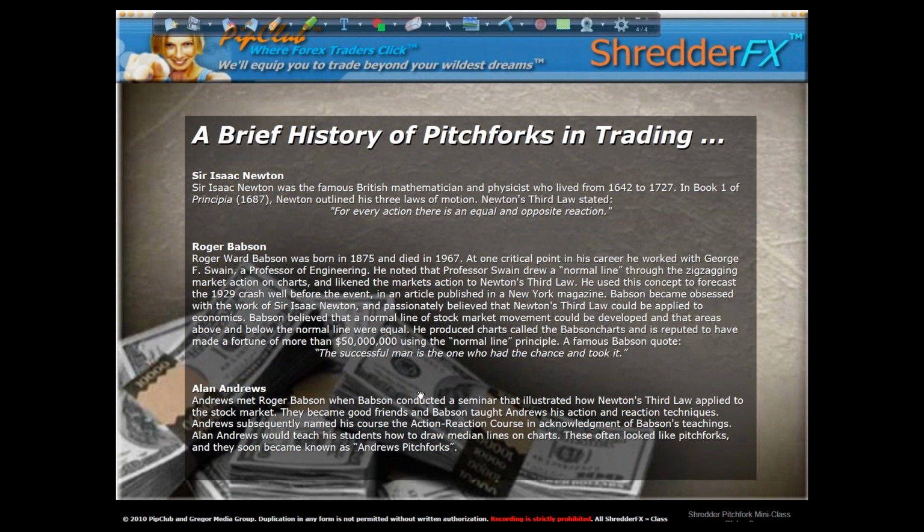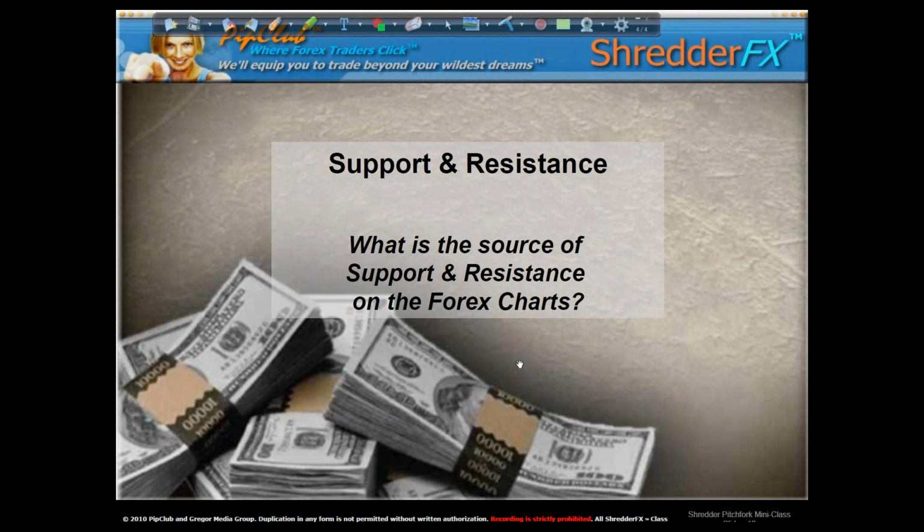Not going to go into the history, just know it comes from Newton's action-reaction. Babson made a lot of money off of it, $50 million way back when. Can't imagine what it would have been worth in today's amount. Alan Andrews comes along and invents the pitchfork. So I want to ask you a simple question. This is where we're kind of getting close to what we need to see.